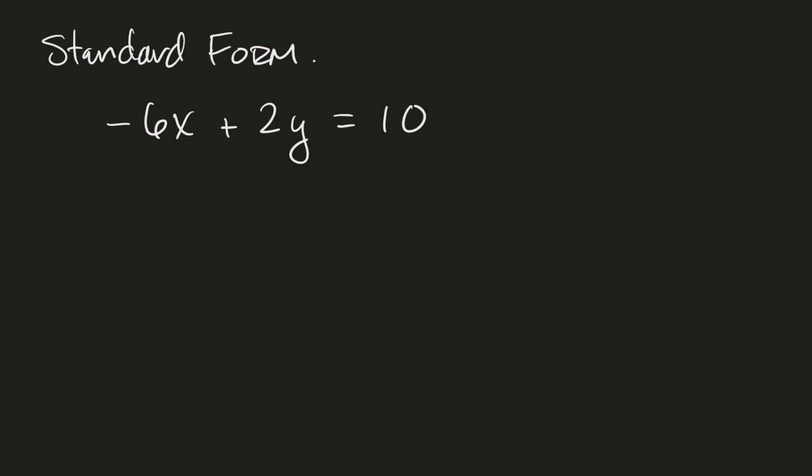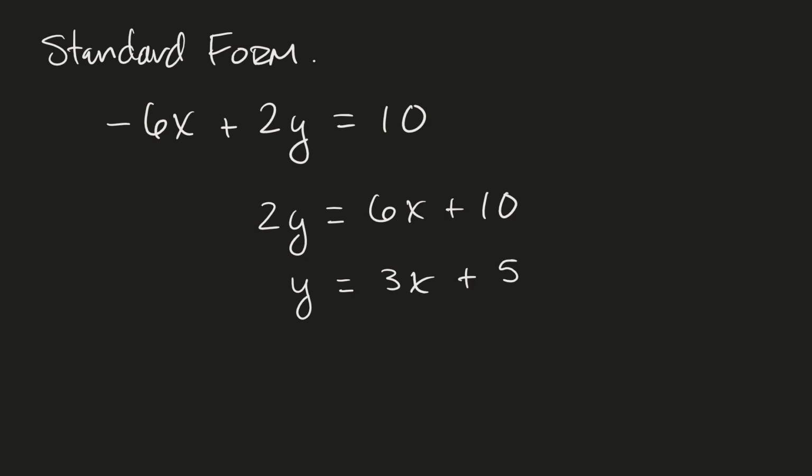I would do that by adding 6x to each side. So if I added 6x to each side, on the left-hand side this would become 2y, and on the right-hand side it would be 6x plus 10. And if I divided both sides by 2 now, I would see that y equals 3x plus 5.